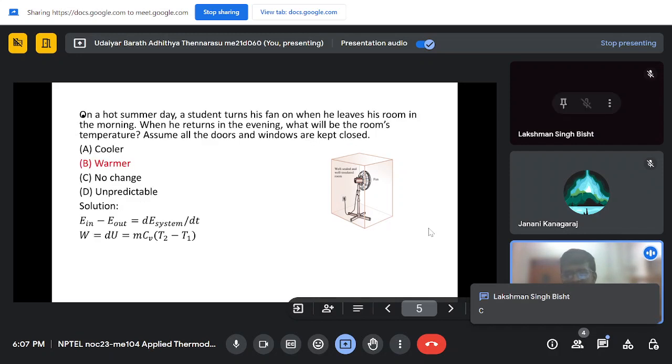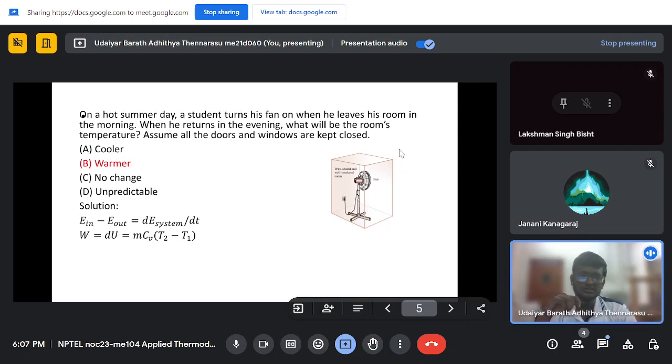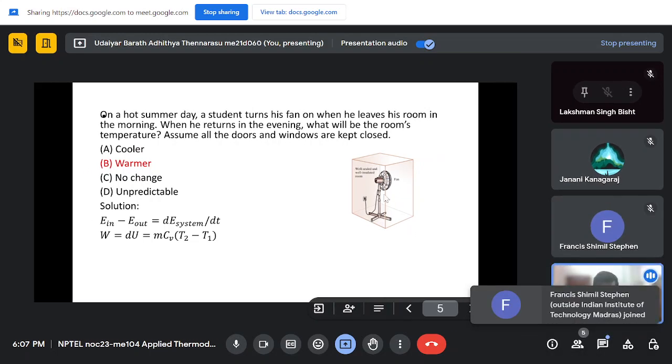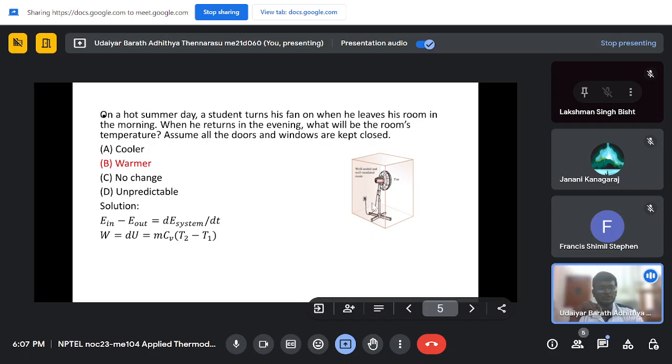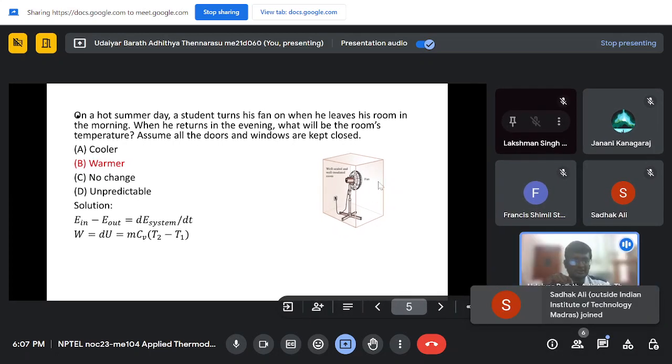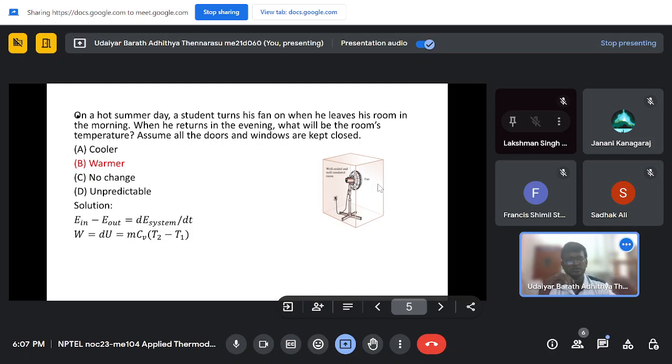Okay, the answer is it will become warmer. Why it becomes warmer: assume this room is a system, and for the fan to run, you need to supply some work. So the energy is going in. This energy gets dissipated in the room, and it is not going out anywhere else. Even if some goes out, it will be negligible. By the time it reaches steady state, the room's temperature would have risen, because you are constantly supplying work to the fan for it to keep running. So that energy is dissipated in the room.